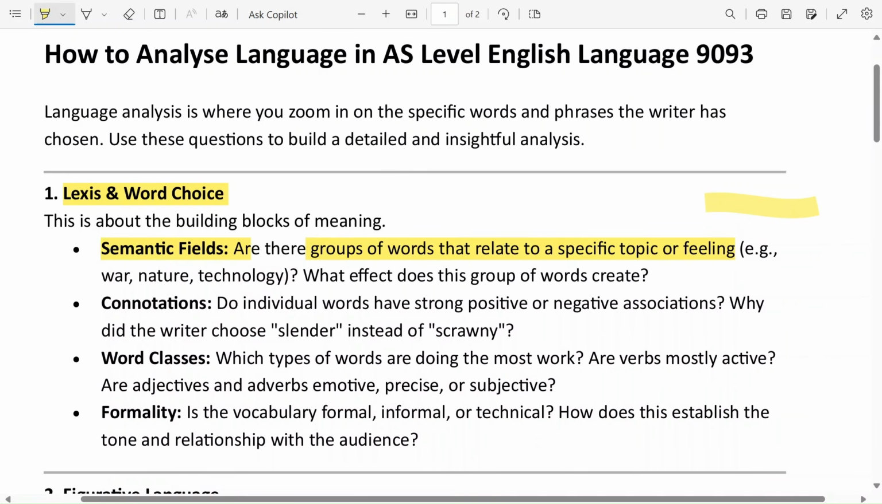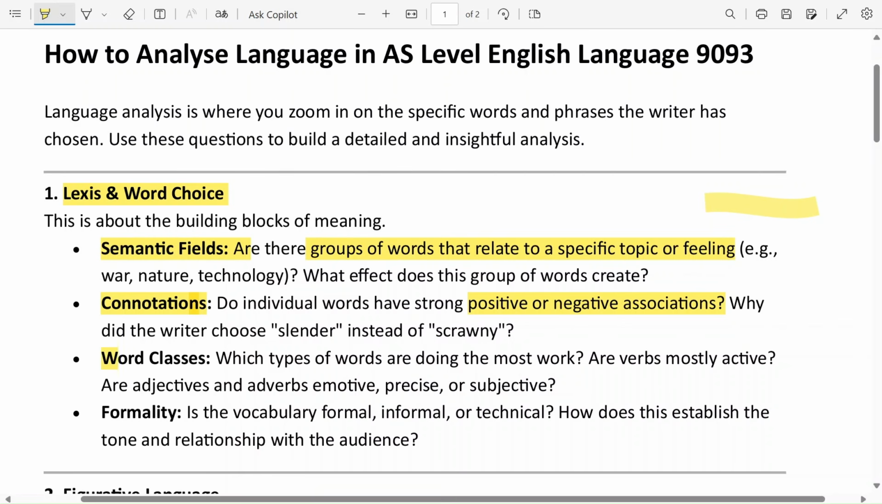Next, we're looking at connotations. This is really important. You need to look at individual words and think about whether they have strong positive or negative associations. For example, why did the writer choose the word slender instead of scrawny? Both of these words mean thin, but their emotional impact is completely different because they have different connotations. So look at those individual words that pop off the page for you and then think about why the author chose that particular word and not its synonym.